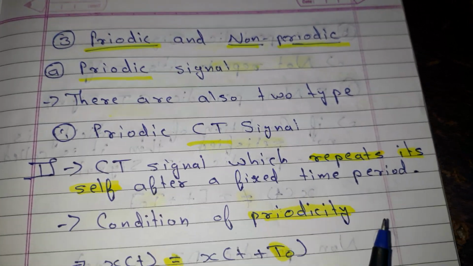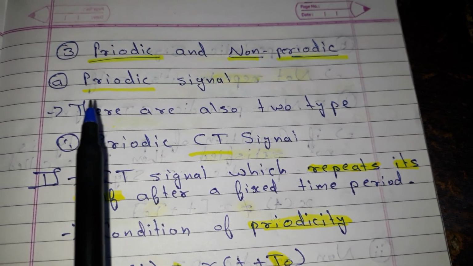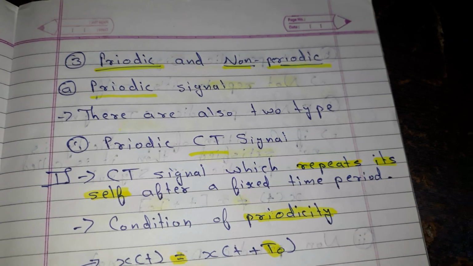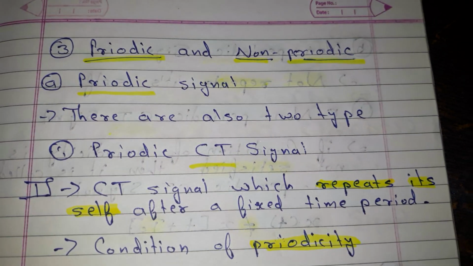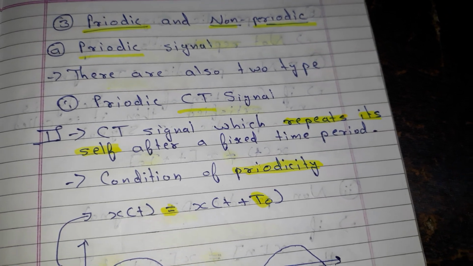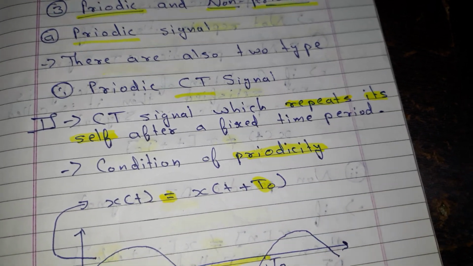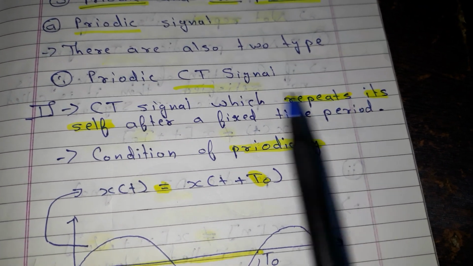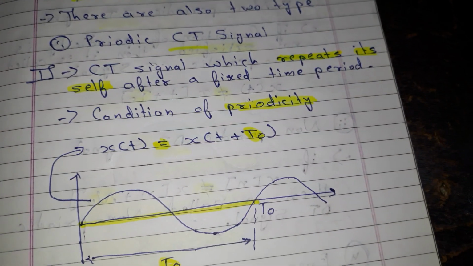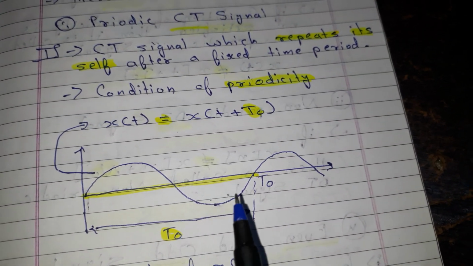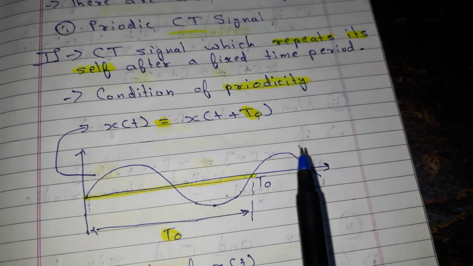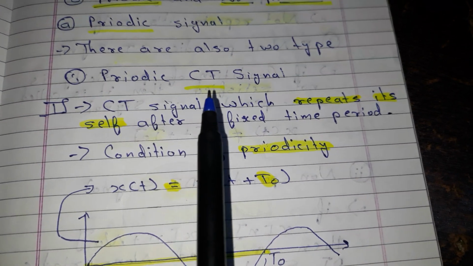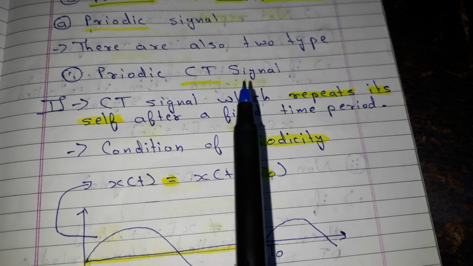Okay, our next type is periodic and non-periodic. First we can know what is periodic. Periodic means a particular time period. In this signal there are also two types, continuous and discrete. First we discuss the continuous signal. A continuous periodic signal is one which repeats itself after some fixed time interval. Look at that, it is an interval. After this interval the signal repeats itself, and is called a periodic continuous signal.